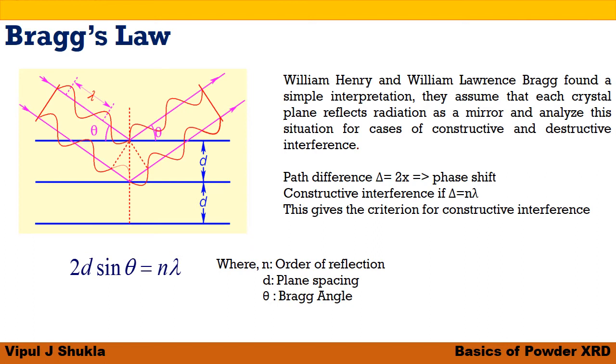Next, let us try to understand Bragg's law. Look at the figure. Constructive interference of the reflected beams emerging from two different planes will take place if the path length of the two rays is equal to a whole number of wavelengths. For constructive interference, the formula is 2d sin theta equals n lambda, where n is the order of reflection, d is the plane spacing and theta is the Bragg angle. This is called Bragg's law. The angle between the diffracted beam and the transmitted beam is always 2 theta, which is usually measured.